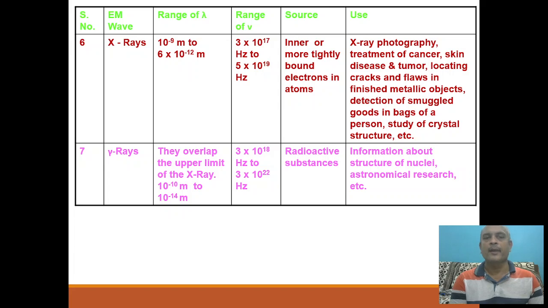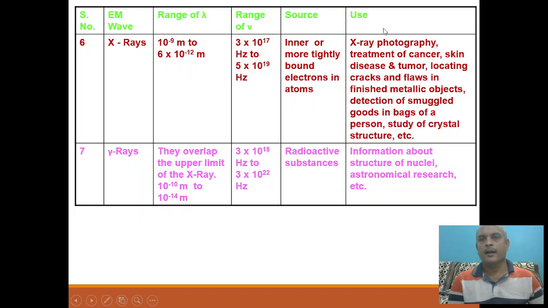They overlap the upper limit of X-ray and go up to 10^-14 meter, up to 1 Fermi. The range of frequencies is 3 × 10^18 hertz to 3 × 10^22 hertz. They can be emitted by radioactive substances. They are used in radioactivity, artificial elements, nuclear fission, nuclear fusion, formation of cobalt, artificial nickel, or for research purposes, or we can get elements that are called artificial elements.